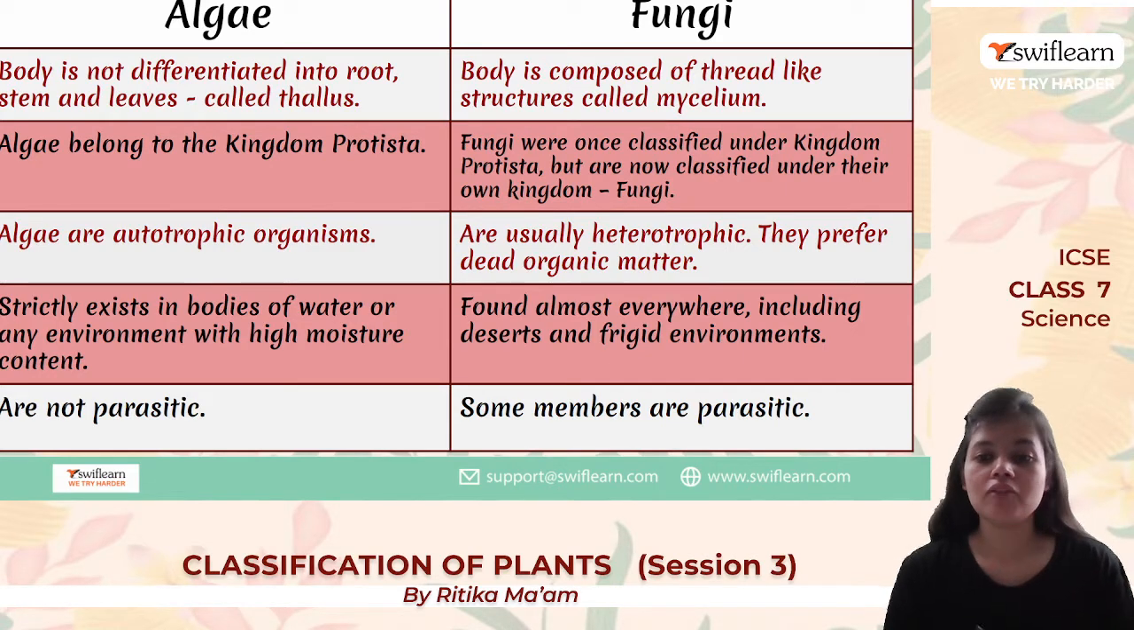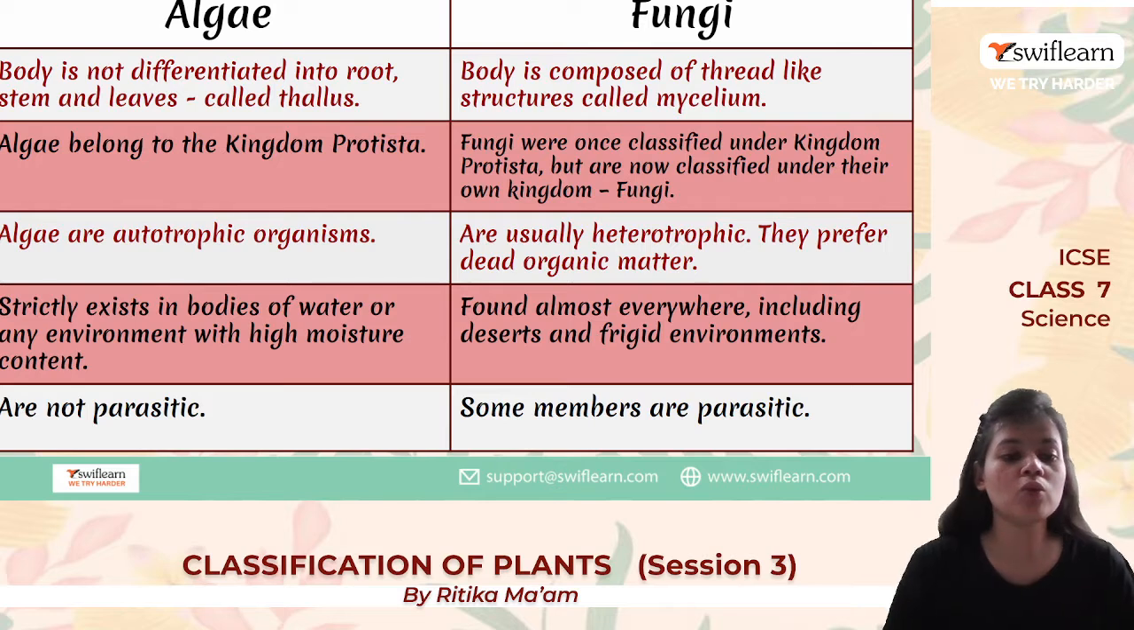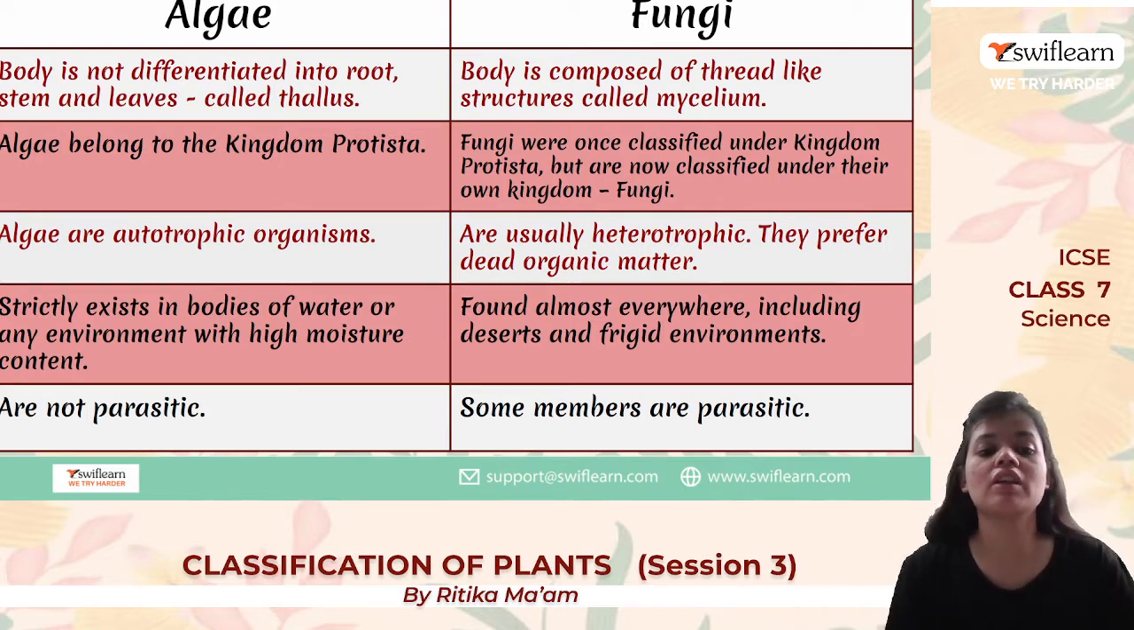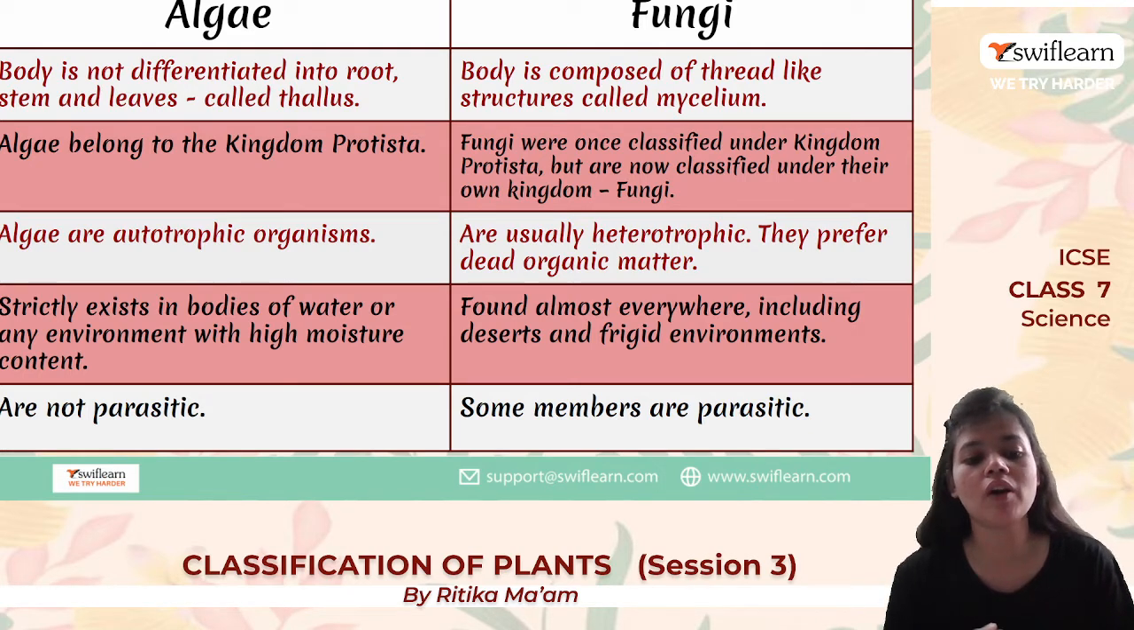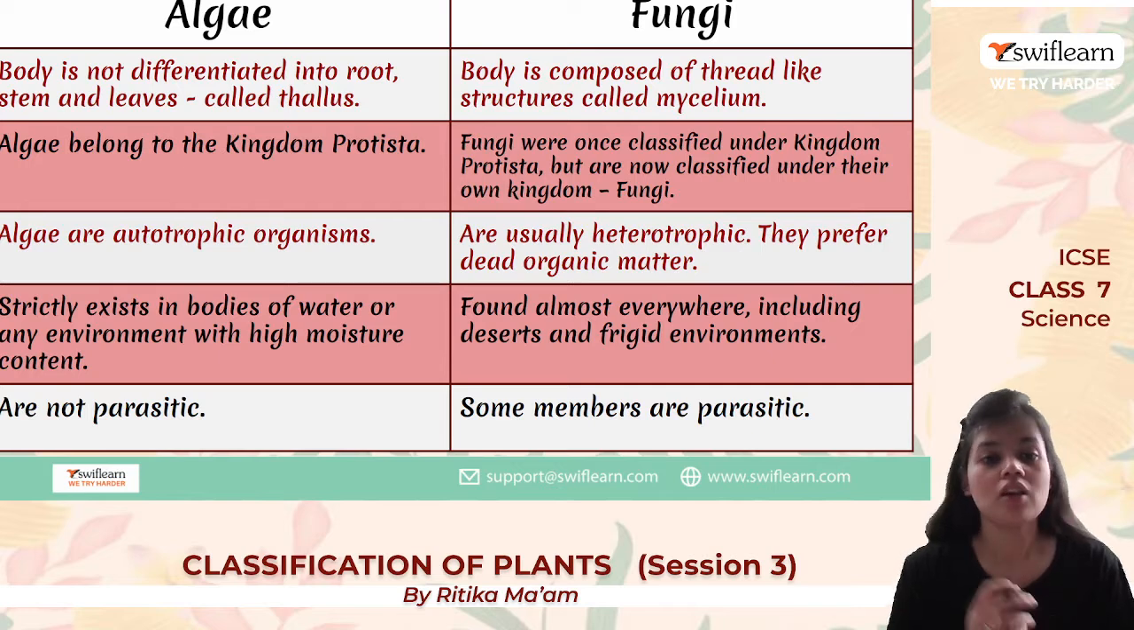Talking about algae and fungi, again a difference. The algae's body is not very well differentiated. The roots, the stem, the leaves, the fruits are not very well defined. Algae belong to the kingdom known as kingdom Protista. They are autotrophic since they perform photosynthesis and strictly exist in bodies of water and any environment with high moisture content. So they need moisture to develop, and they are not parasitic.